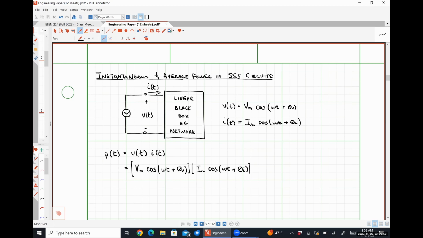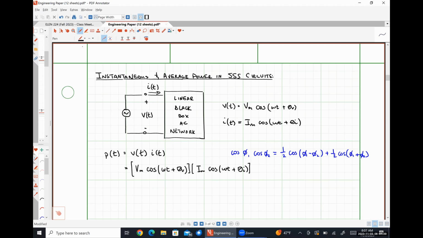And in order to facilitate this multiplication, I am going to use a trig identity. I've used it before, but I'm going to put it up for you guys as well. So if I have the cosine of some angle 1 times the cosine of some angle 2, this is equal to 1/2 the cosine of angle 1 minus angle 2 plus 1/2 the cosine of angle 1 plus angle 2.